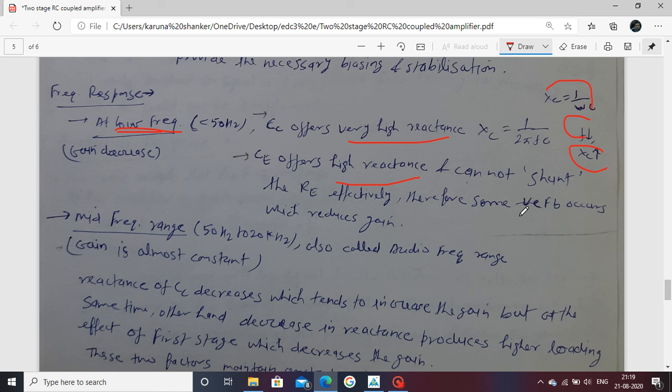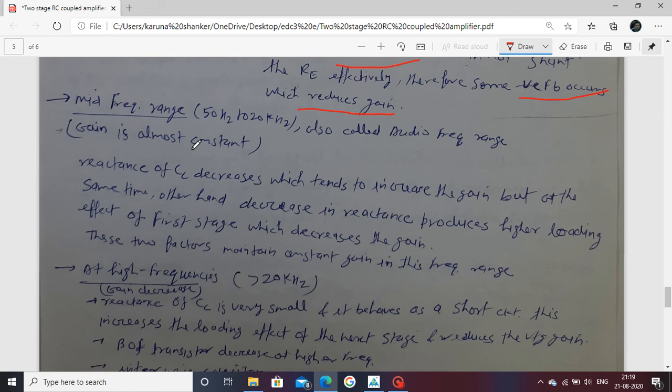Some negative feedback occurs, which reduces the voltage gain. Note here that due to the higher reactance of the coupling capacitor and bypass capacitor, the voltage gain is reduced in the lower frequency region. And in the mid frequency region, why is the voltage gain constant? The reason is as follows.